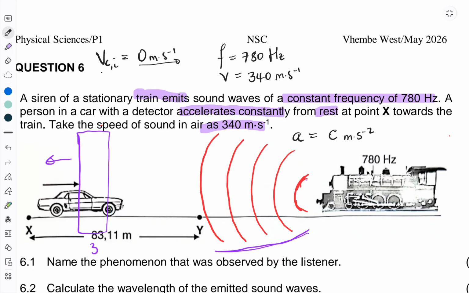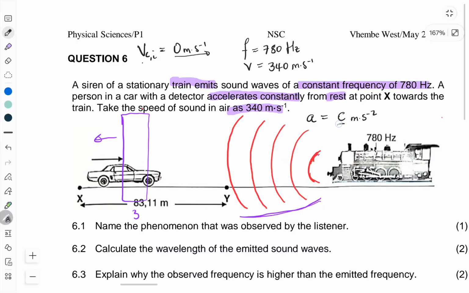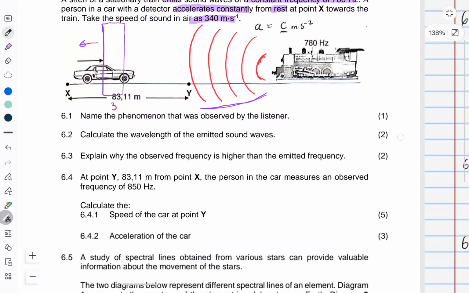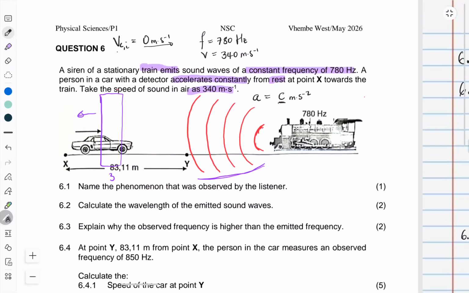From rest, it accelerates constantly. It's like if you've ever seen free fall, an object will always accelerate constantly at 9.81 meters per second squared. So that's due to gravity. So that acceleration is always constant. That's one example of such cases. So in this case, we have the same thing. Now we need to find what that constant acceleration value is. That's what 6.4.2 is all about.